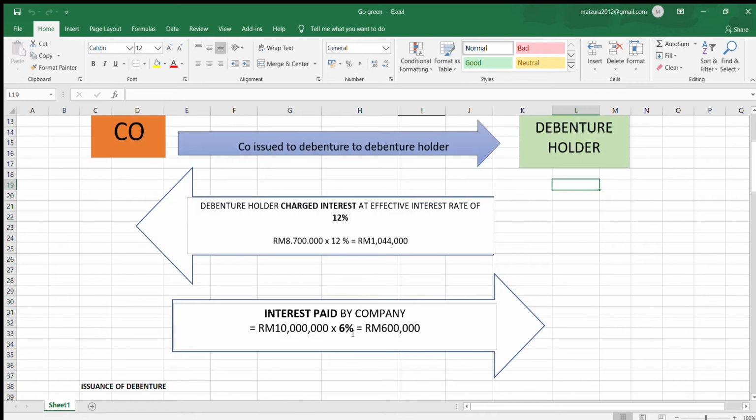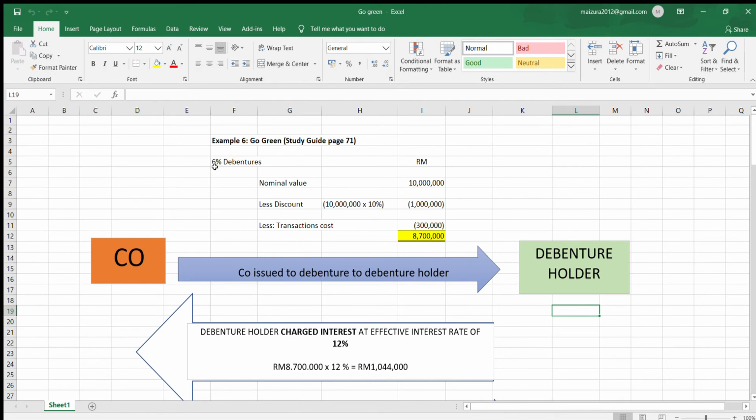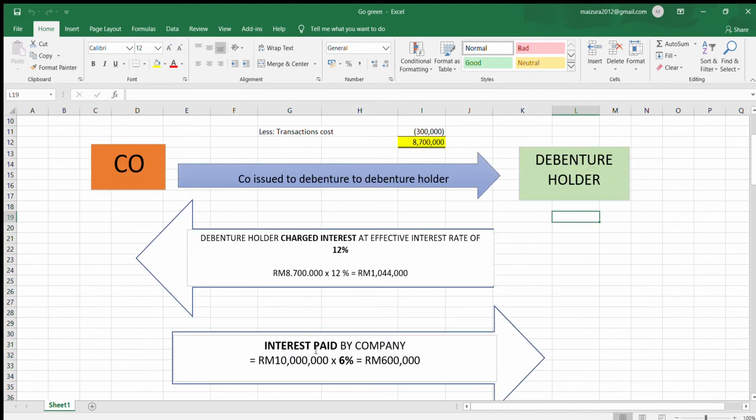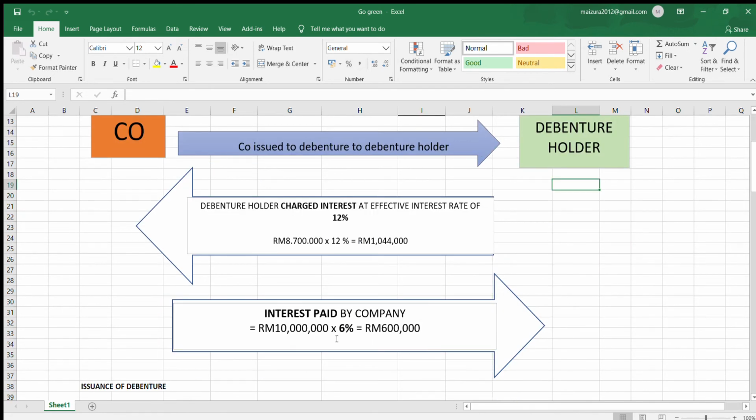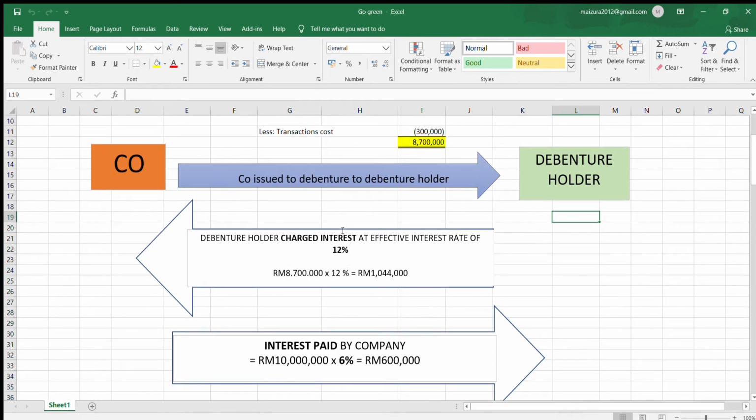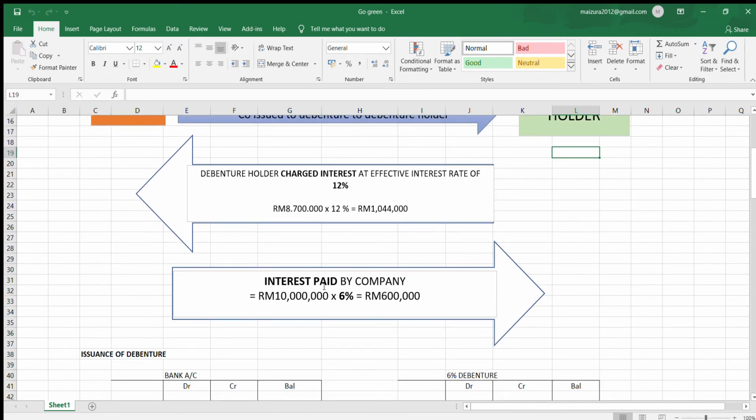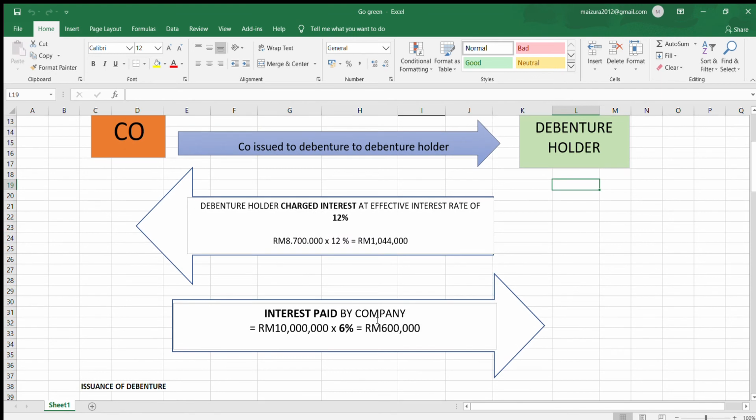If you can recall, the debenture has a percentage in front of the name. It means this is the rate that the company is going to pay, 6%. The difference between the effective interest rate and the coupon rate has already been discussed in the earlier pages of the study guide. So for interest paid, you take 10 million of the nominal value times 6%.